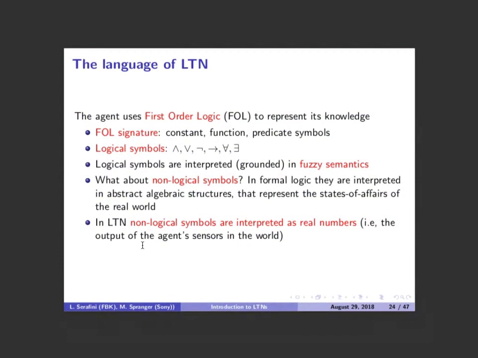So, first order logic to represent knowledge of an agent with the signature in the usual way with everything, functions, predicate symbols, and the logic connectives, but grounded in fuzzy semantics, which is what I mentioned before.